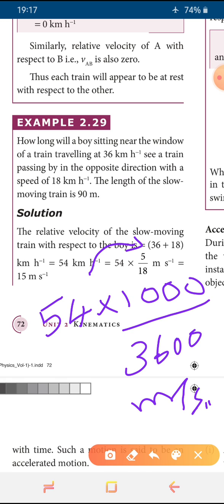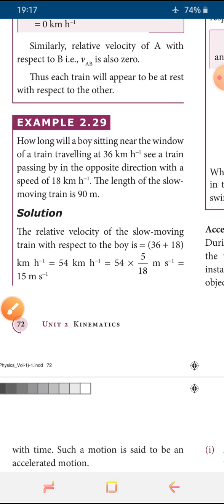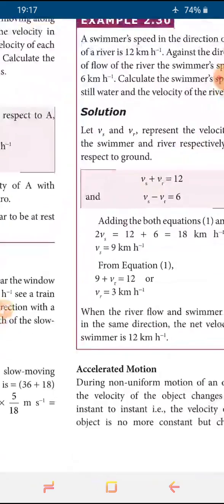Why do we convert? Because as per SI the distance should be taken in meters; we should not take kilometers directly. Cancelling these, kilo becomes 1000, we keep meter, and per hour becomes per 3600 seconds, since one hour has 3600 seconds. Then cancelling, we get the answer 5 divided by 18 meter per second.